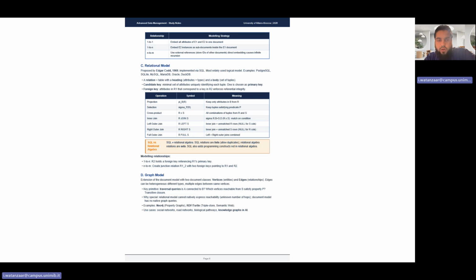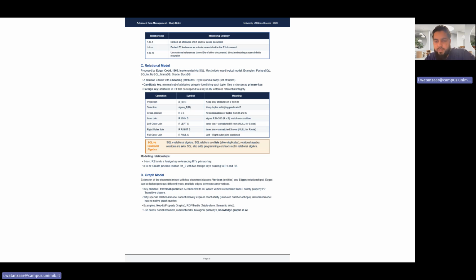It is an extension of the document model. We started with the key value pair, after that we introduced the document. So the document is an extension of the key value pair, but now the graph is an extension of the document model, which has two document classes.